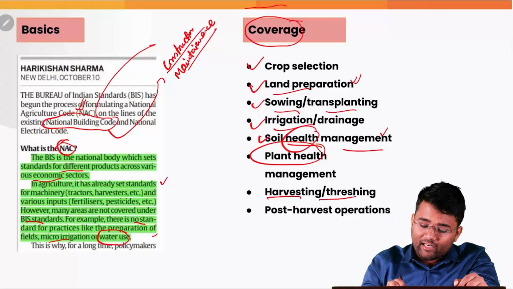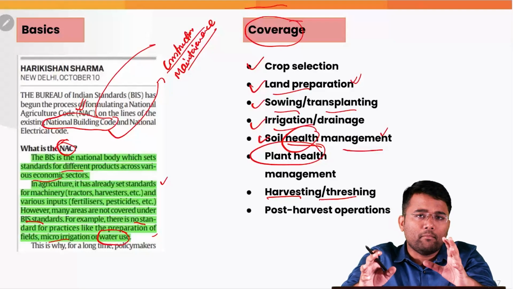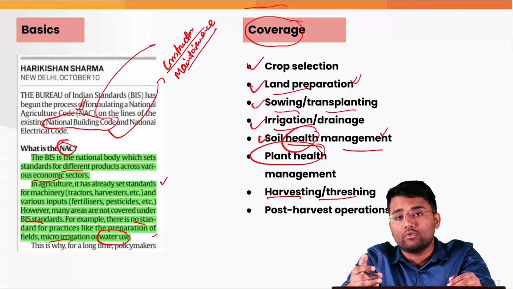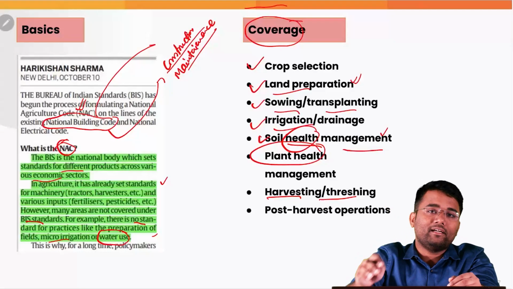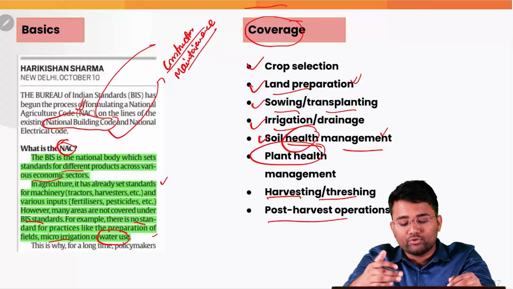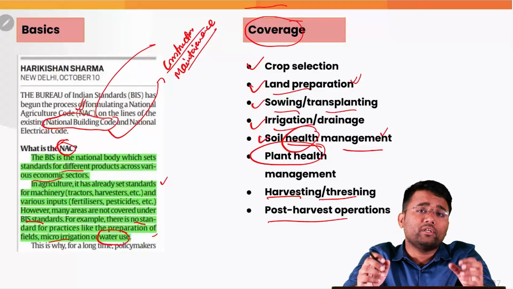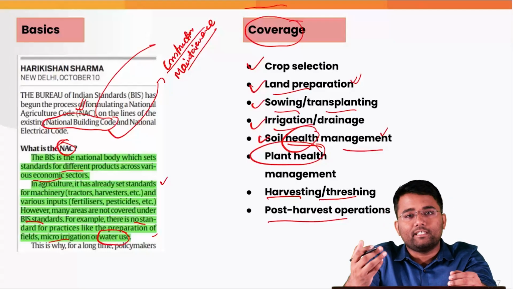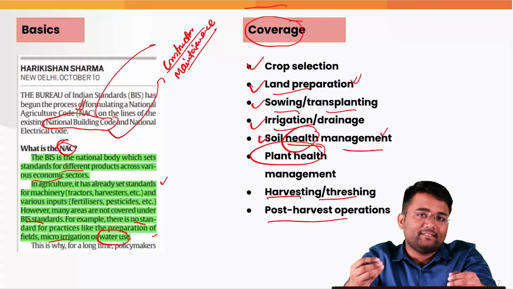Then with regard to harvesting and threshing, in what amount of time that should be done, and what are the various do's and don'ts that should be followed. All that will be provided under this National Agriculture Code. Then also the post-harvest operations and storage: what material should be used for storing purposes, whether it is jute bag or plastic bag, and whether we need to use some pesticides, etc.